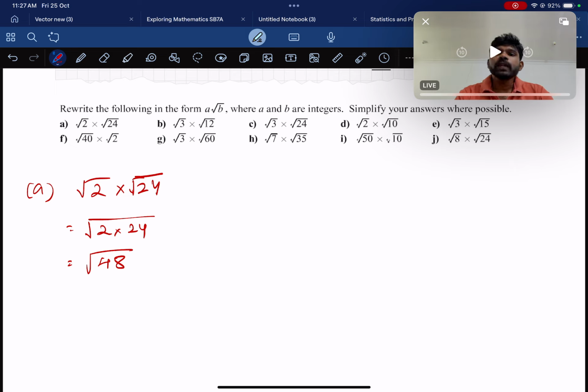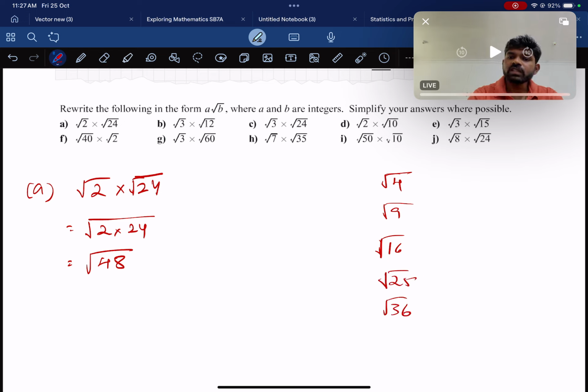So root of 48 can be written as, think, we will go for finding the perfect root. We know the perfect squares: we have root of 4, root of 9, root of 16, root of 25, root of 36. All of these are perfect square roots. So we have to select out of these. I'll go for 16 times 3, because 16 times 3 is 48. So that will be the best option for me.